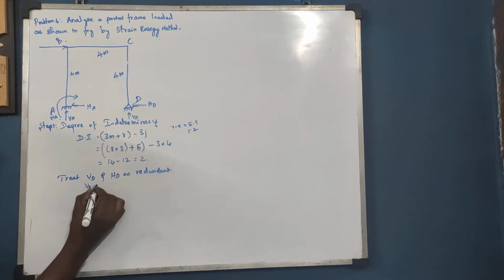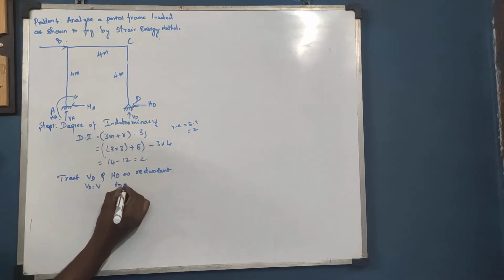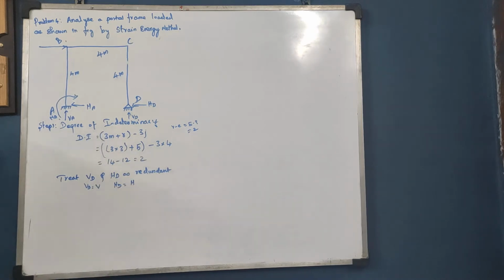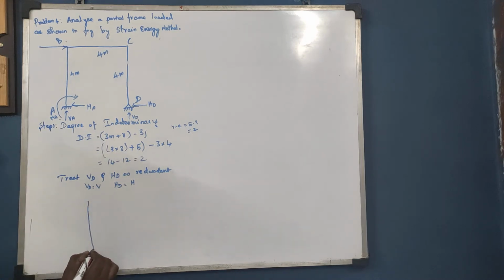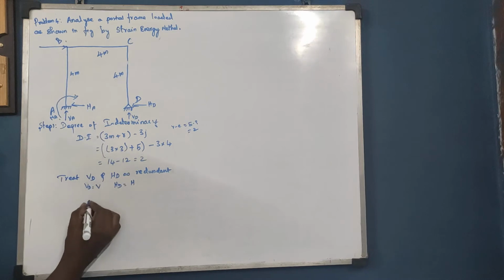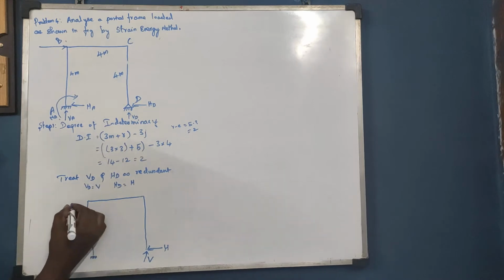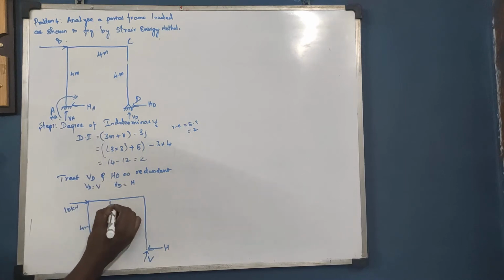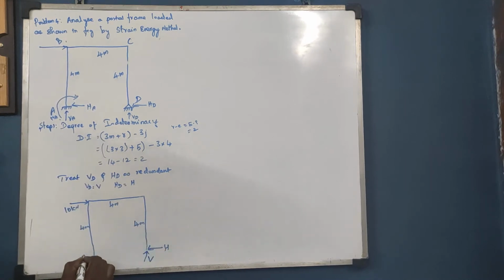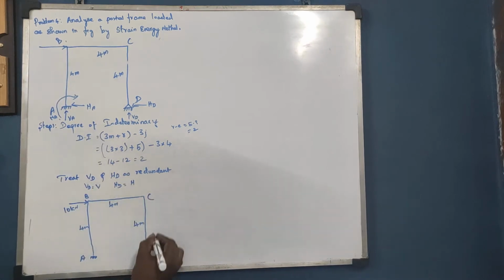Assume VD equals V, HD equals H. Let's draw the diagram again. It is V, it is H, and there is a 10 kilonewton load here, with 4 meter, 4 meter, 4 meter. A, B, C.